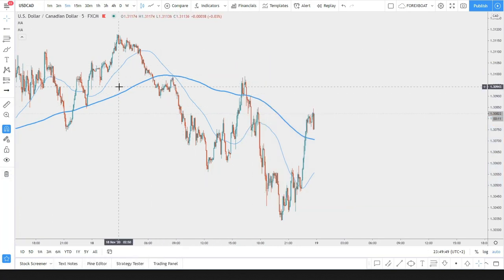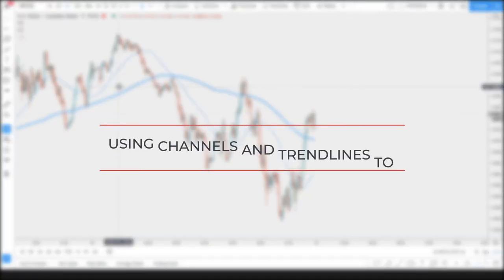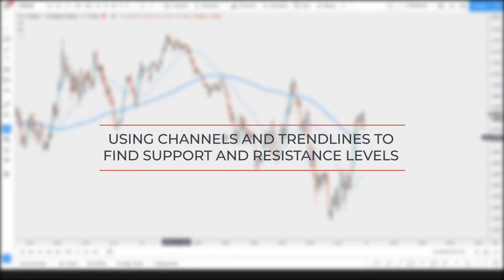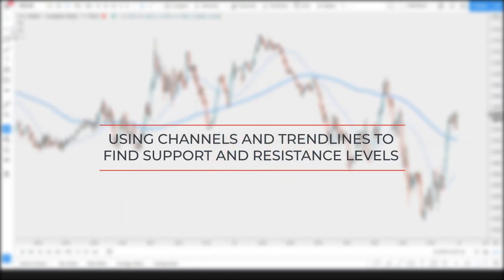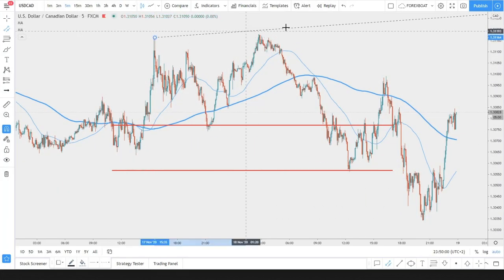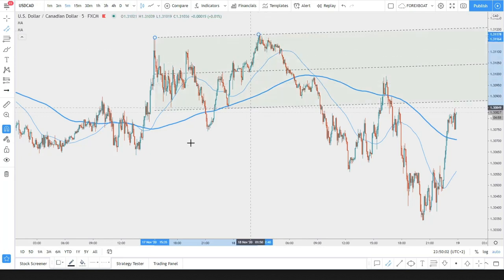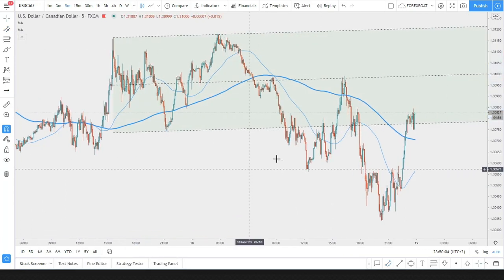Now, another way, and the final way that I will share with you now, is to use the trend lines or even the channel to find these key levels. This is the channel that I'm going to draw, using 2 highs and the low in between them. And this is another way. We see where the price is either breaking the channel or rejecting it.